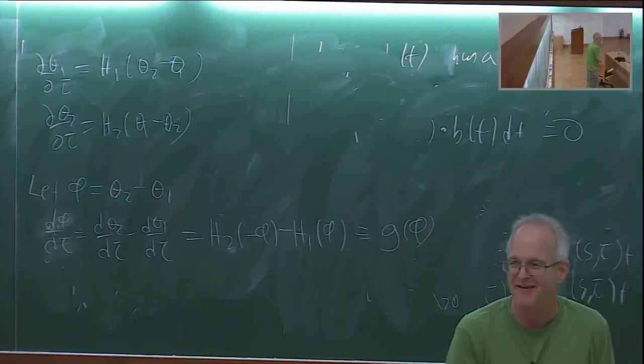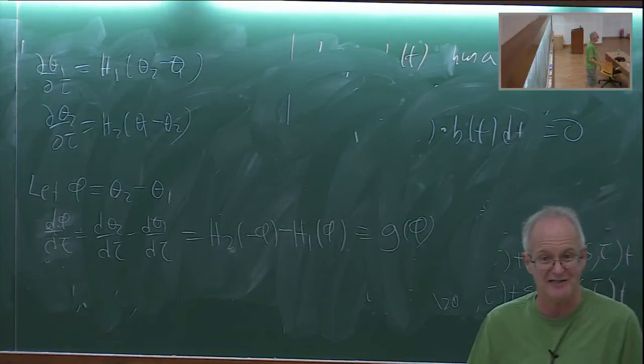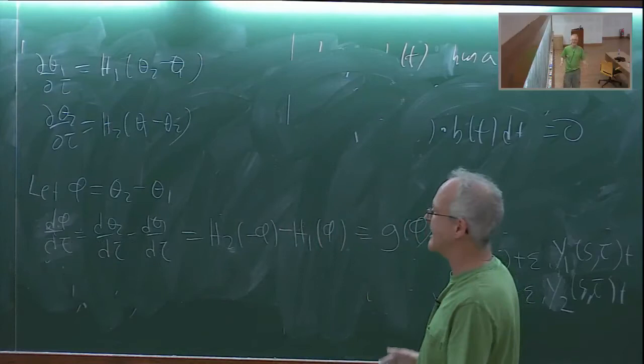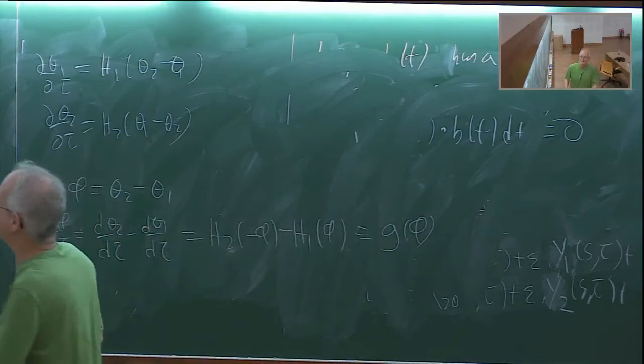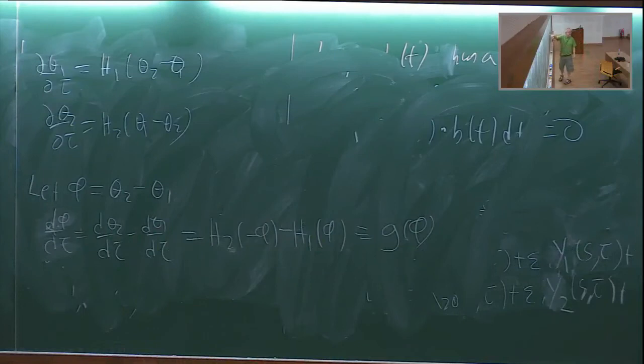So we get phase locking. We get a periodic solution to this if this has an equilibrium point. Suppose this has an equilibrium point, it means theta 2 minus theta 1 is constant, and it means that the original solutions, x1 and x2, are just phase shifts of each other. Isn't that cool? So we've taken a big system and reduced it to one equation.